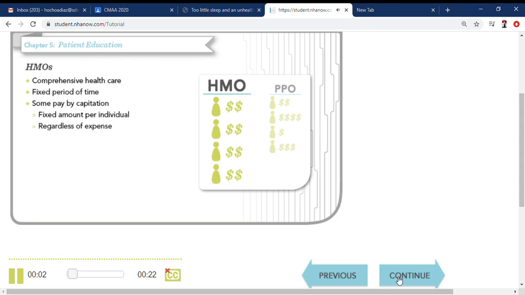HMOs provide comprehensive health care to an enrolled group for a fixed period of time. Some of these plans pay by capitation, meaning that the provider receives a fixed amount for each individual enrolled in the plan during a specific period of time, regardless of the expense or number of services the patient receives.